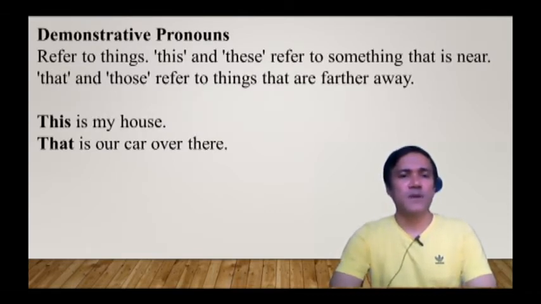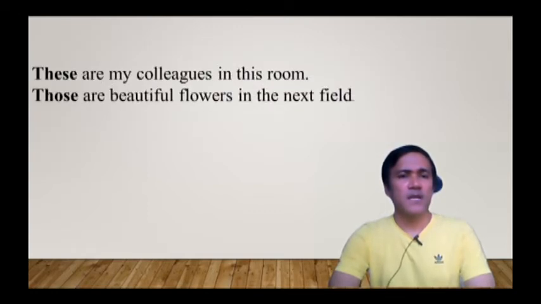Demonstrative pronouns refer to things. This and these refer to something that is near. That and those refer to things that are farther away. This is my house. That is our car over there. These are my colleagues in this room. Those are beautiful flowers in the next field.